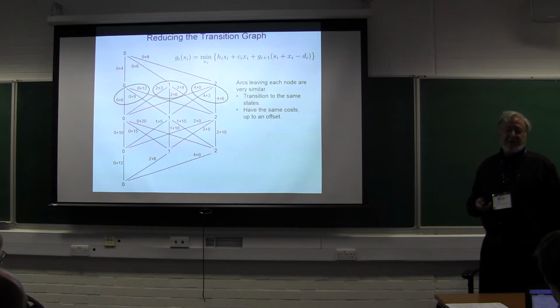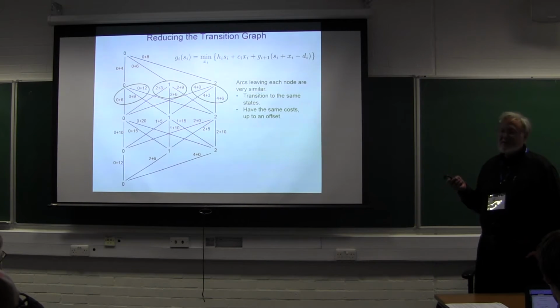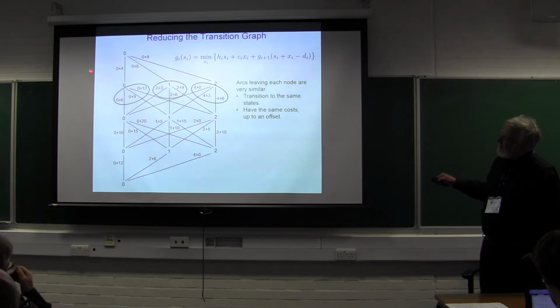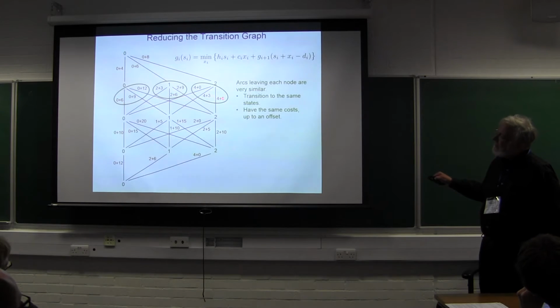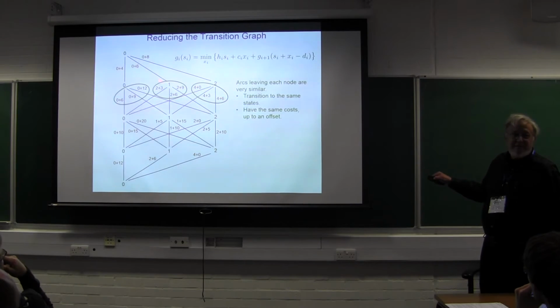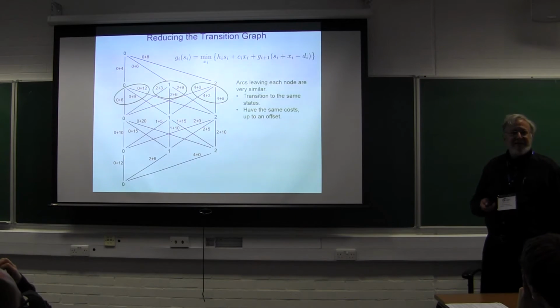But now we're going to simplify the problem by rearranging the costs of the diagram. So how can we rearrange? Well, you can notice that the arcs coming out of each of these nodes are very similar. They all go to the same set of states in the next period. And the costs are the same in their offsets. The costs are all offset by the same amount, 3s. Just the absolute values are different. Okay, so you see this structure happens all the time.